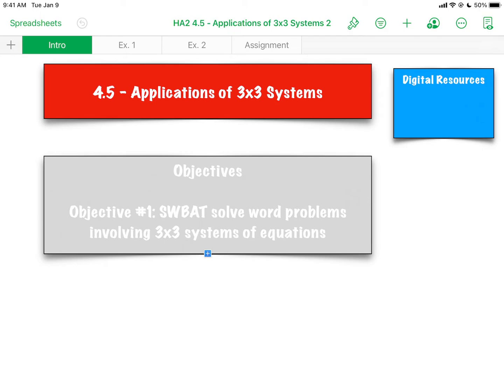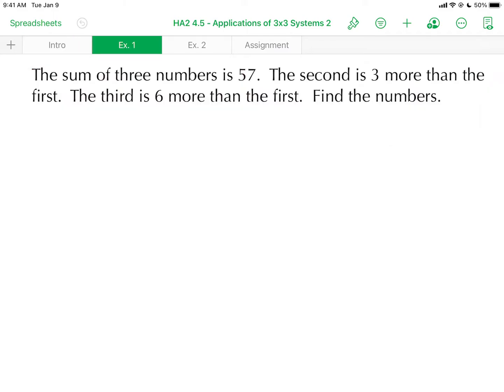Okay, so let's get right into our first example here where we're just applying these 3x3 systems to a word problem. It says the sum of three numbers is 57. The second is 3 more than the first. The third is 6 more than the first.